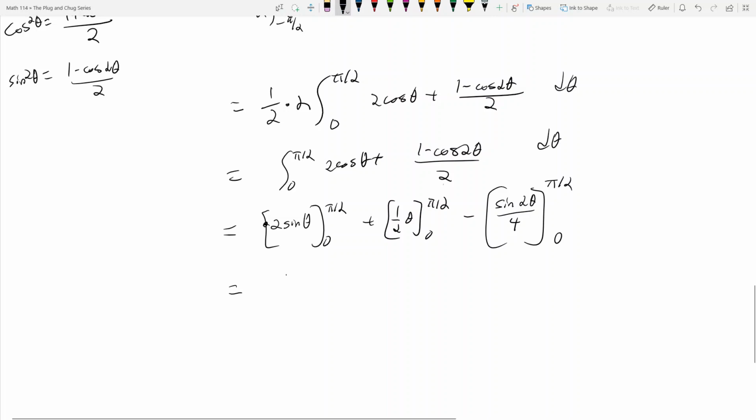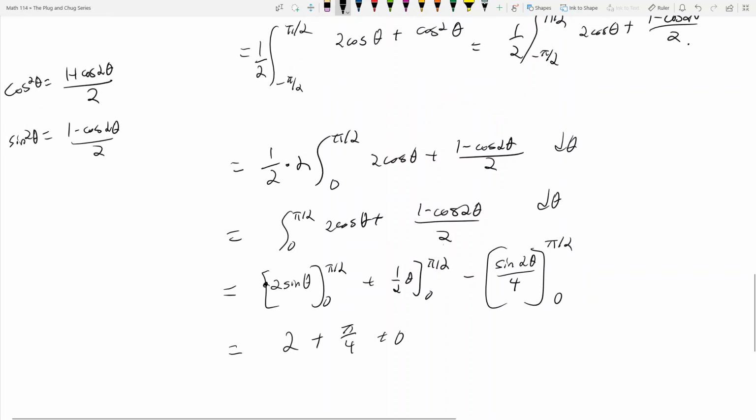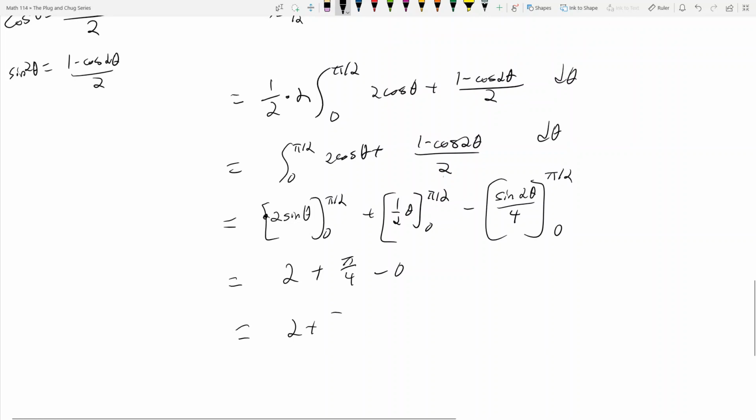The first term, I'm going to get 2. The second term, I'm going to get plus pi over 4, because it's 1/2 times pi over 2. And then this last term is actually 0, because sine of 2 theta where theta is pi over 2 is sine of pi, which is 0, and then sine of 0 is also 0, so it's 0 minus 0. So you get a minus 0 there. And yeah, we get our answer for our area, which is 2 plus pi over 4.